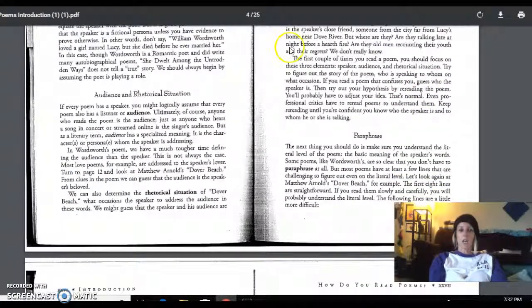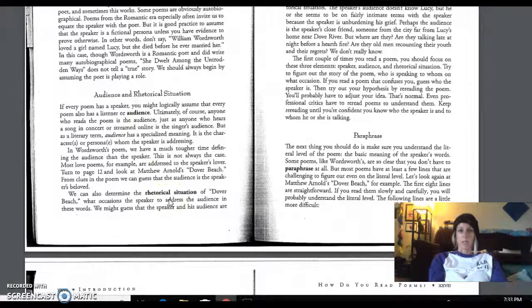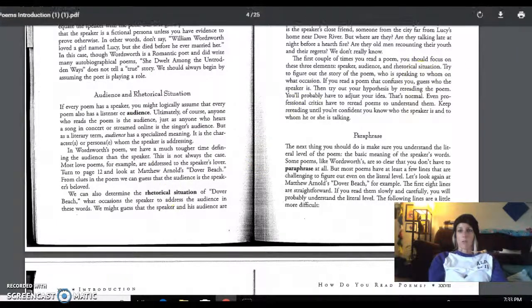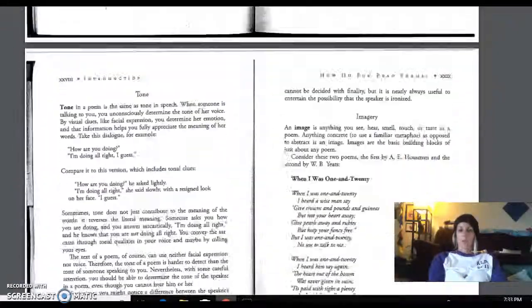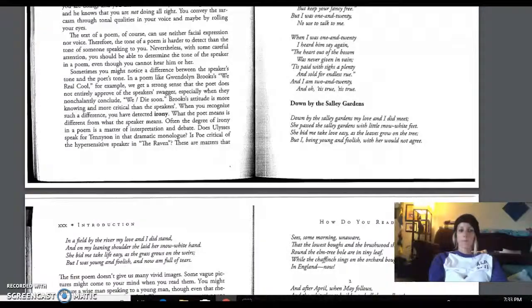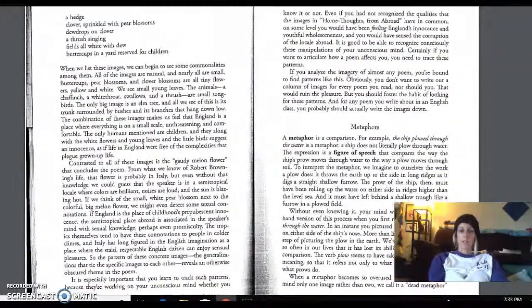You're going to be looking at audience and rhetorical situation, which you're going to look at in an English class pretty much with anything that you read, because those are the things we look at, the things that help us to understand the piece itself and where it's coming from. And so you're going to read this first section here. Let me just scroll so you can kind of see what it looks like.